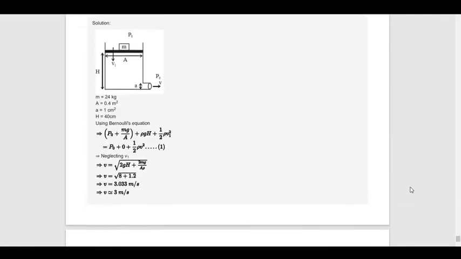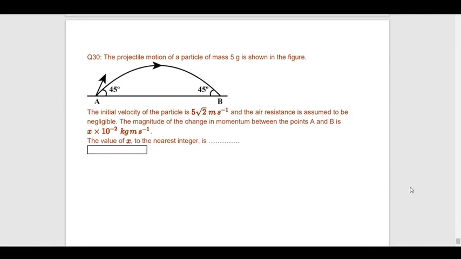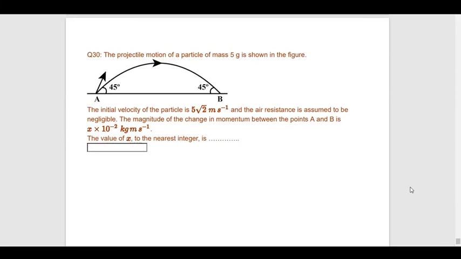So let's move forward and get the next question. This question says that the projectile motion of a particle of mass 5 gram is shown in the figure. The initial velocity of the particle is 5 root 2 meters per second, and the air resistance is assumed to be negligible. The magnitude of change in momentum between points A and B is x times 10 to the power minus 2 kg meter per second. We need to figure out the value of x.